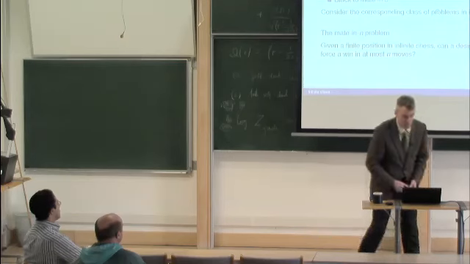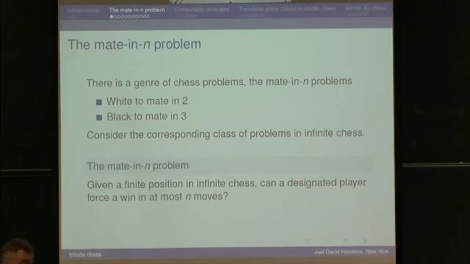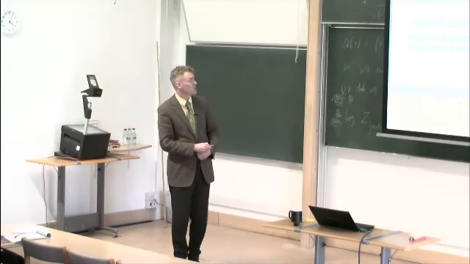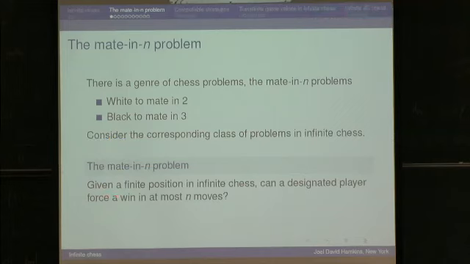Okay, so the mate in n problem, in the genre of chess problems: mate in 2, black to mate in 3. My daughter, Hypatia, has a book of mate in 1 exercises that she's looking at. Okay, so this is the problem of determining whether you can force a checkmate in that many moves. So the mate in n problem is, given a finite position in infinite chess, can white or black force a win in at most n moves?